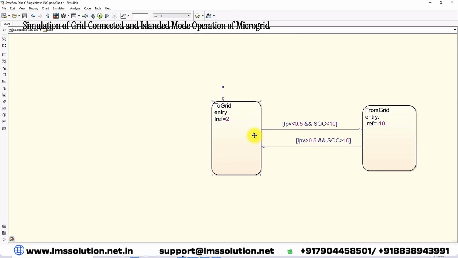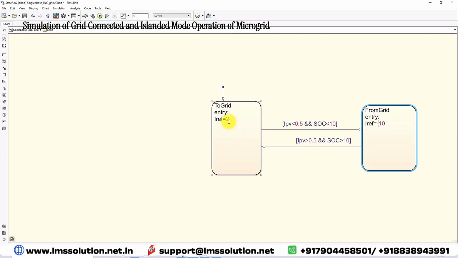We are measuring IPV. If IPV is less than 0.5 and the SOC of the battery is less than 10%, then we are getting power from the grid. If the solar PV current is more than 0.5 and the SOC of the battery is more than 10, then we send power to the grid. So here we are sending 2 amps peak current to the grid, and during shortage of power we are getting power from the grid at around minus 10 amps, that is 10 amps peak during grid connected mode.